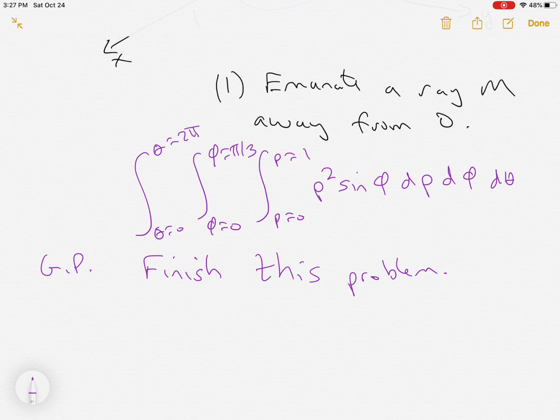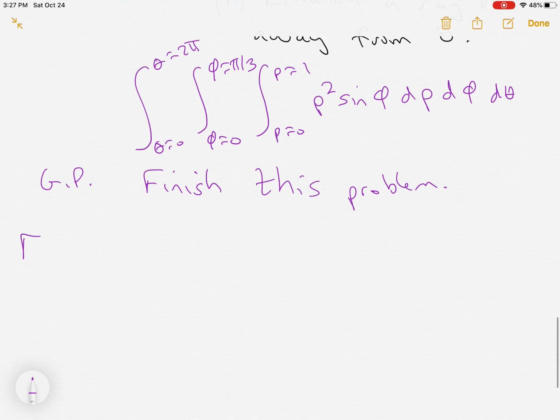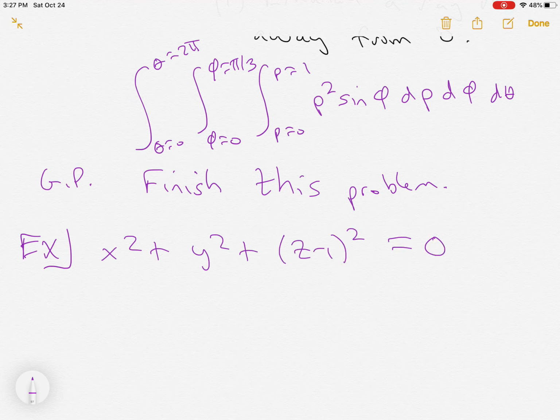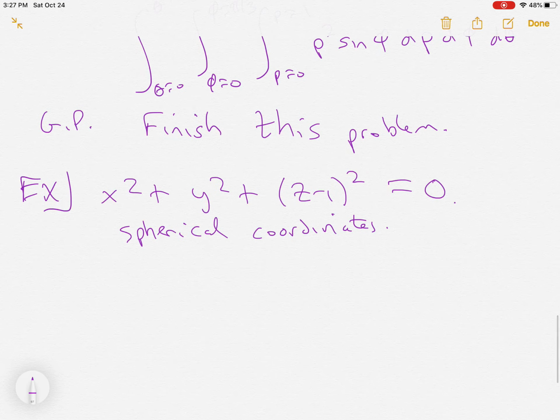So, all right. Well, let's see if I have another one here. I hate to quit this early, but here's another example. Here you go. Here's a sphere that's off of the origin. So if you have a sphere, x squared plus y squared plus z minus 1 squared equals 0, and you want to put this into spherical coordinates. Well, okay.